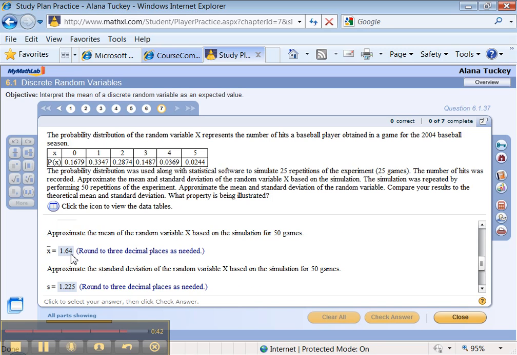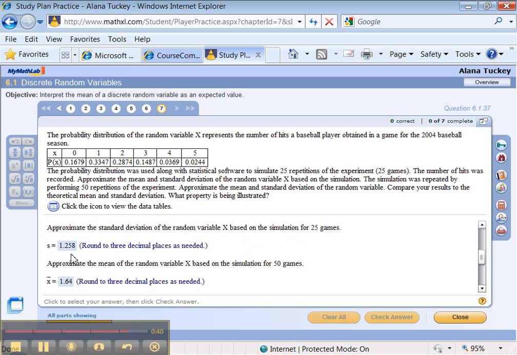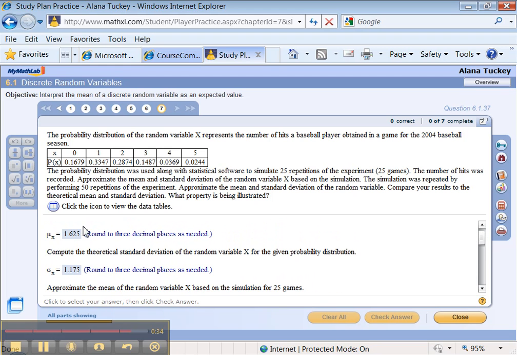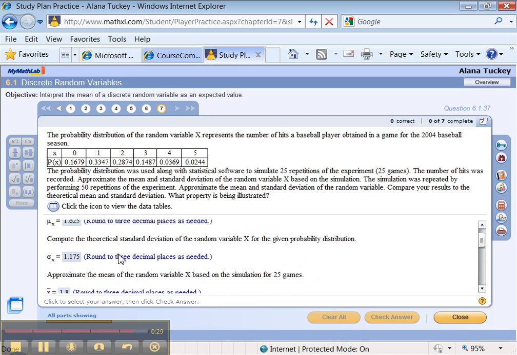It's a little bit closer to what we thought it would be than when it was 25, right? So when you're 50 games, you're 1.64. When you're 25, you're 1.8. And all in all, we're trying to get to 1.625. I'll let you think about that. I'm not going to answer that one for you.